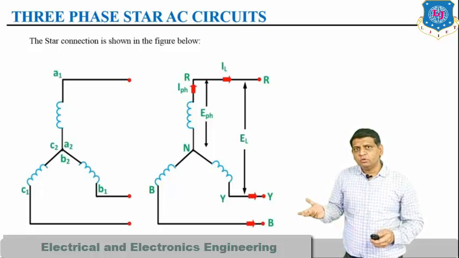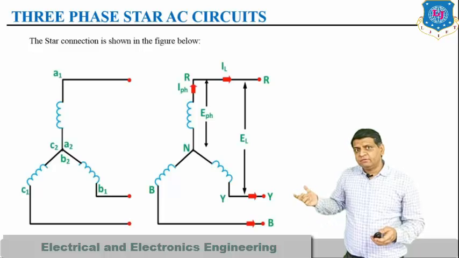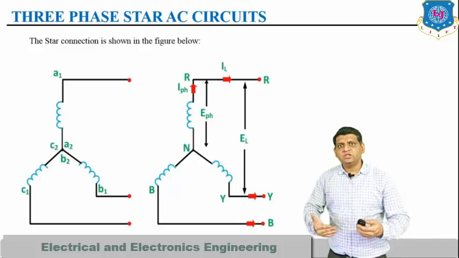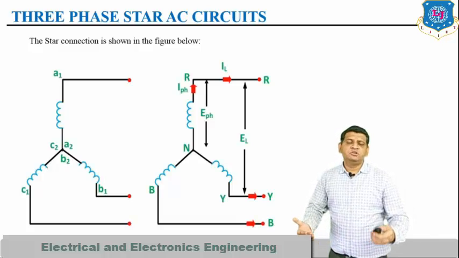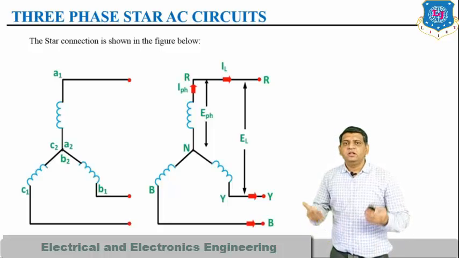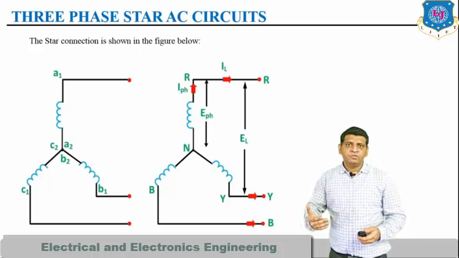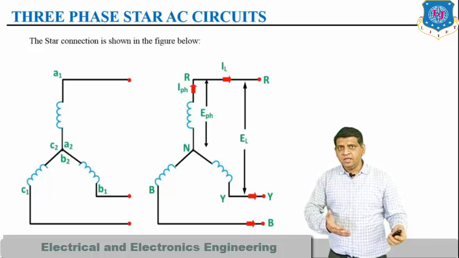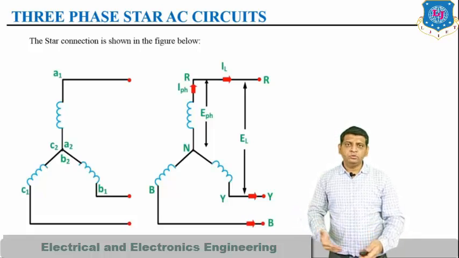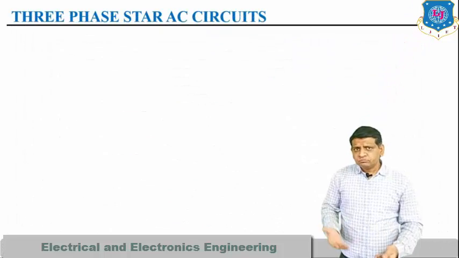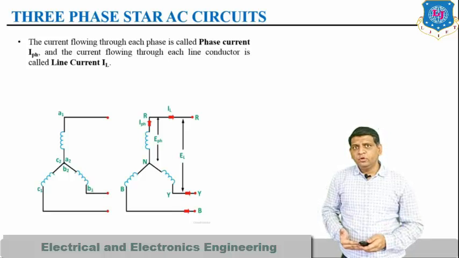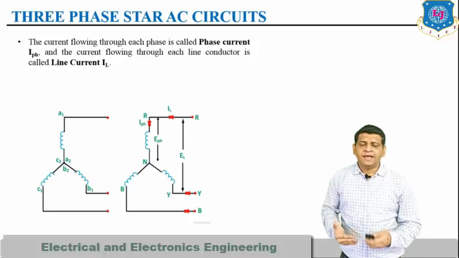So if we talk about the generation of a three phase star connection, it would look like this. Here EPH is the phase voltage, which is the voltage drop across each phase. EL is the line voltage, the voltage difference between two lines. Now I define my phases R, Y, B, and my lines as the red line, yellow line and blue line, right? Accordingly, the current flowing through each phase is the phase current IPH, and the current flowing through each line is the line current IL.